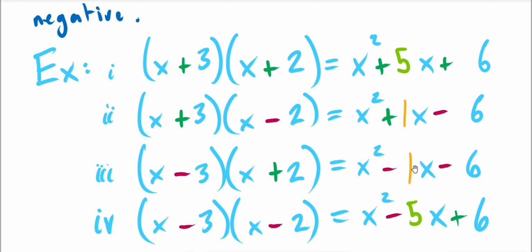It's the difference of 3 and 2, and the negative sign comes around because the bigger quantity, 3, was negative. And let's now pay attention to the 6, right? 6 is negative in both cases because that's negative 2 times positive 3 or negative 3 times positive 2. Both of those give negative 6.